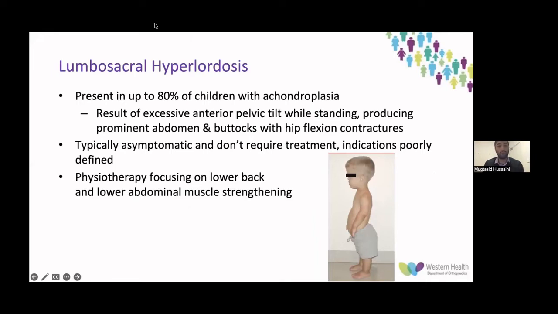Patients can also have lumbosacral hyperlordosis, and this is present in 80% of children with achondroplasia. It's a result of excessive anterior pelvic tilt while standing, which produces a prominent abdomen and buttocks with hip flexion contractures. Typically, the children are asymptomatic and don't require treatment, and the indications for treatment themselves are quite poorly defined. It's recommended to have physiotherapy focusing on lower back and lower abdominal strengthening. Non-surgical treatment with psoas stretching has been tried without great success.